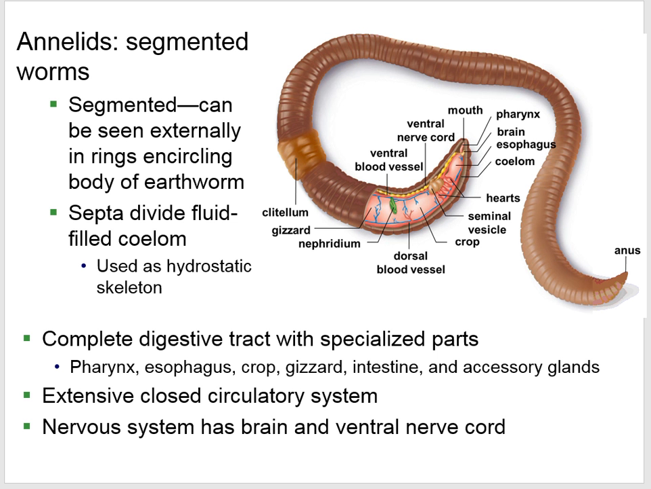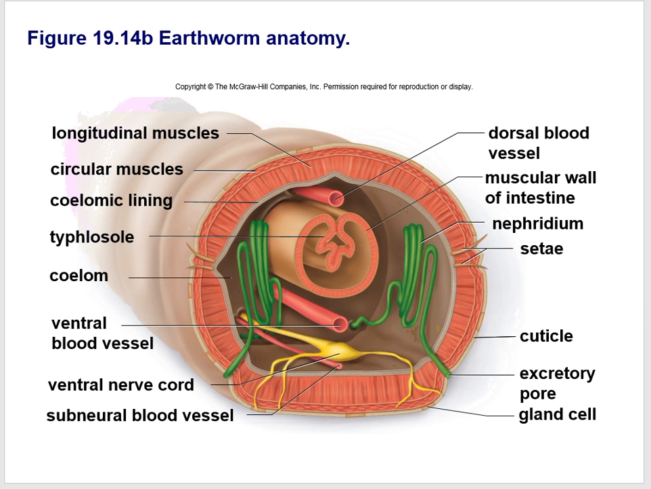Okay, so they have a complete digestive tract. They are true coelomates, and they have pretty sophisticated body systems as well. You can see that in this diagram. You can see specialization and segmentation, meaning that parts of their body are starting to specialize in certain tasks.